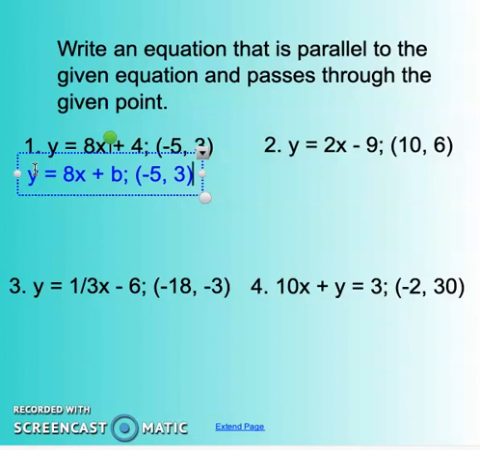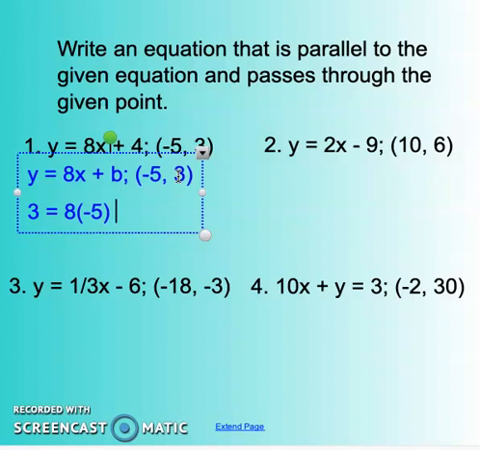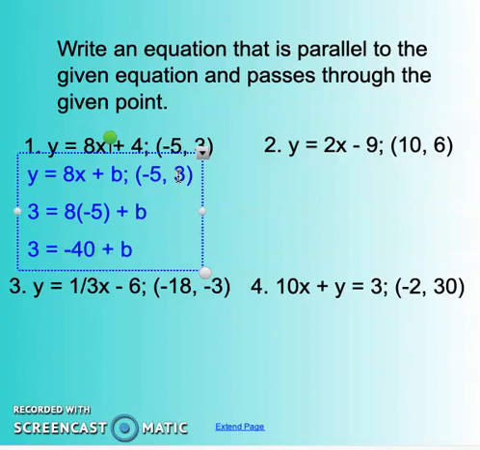So we can use our prior knowledge about slopes, and we can plug in the -5 and the 3. Now remember, these are coordinates, so this -5 represents x and this 3 represents y. And so we can plug it into our current equation: 3 equals 8 times -5 plus b, and then we can solve for b. So we would get 3 equals -40 plus b.